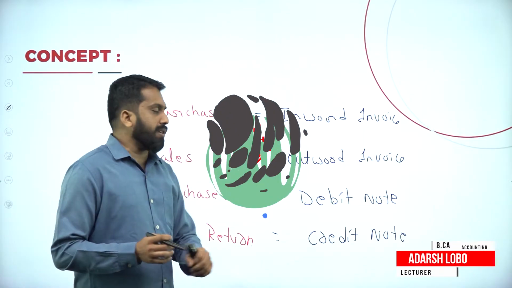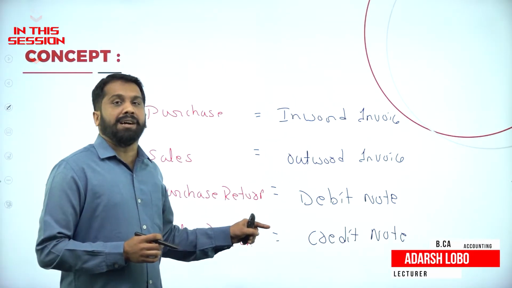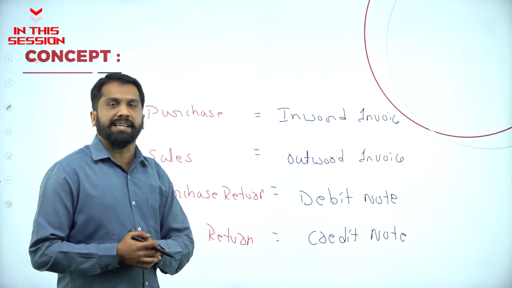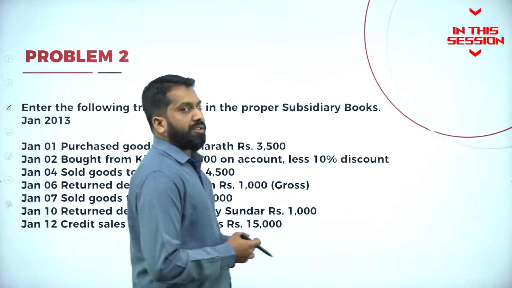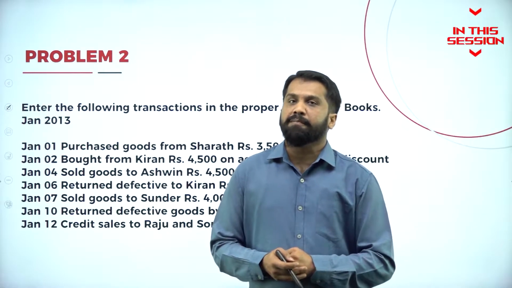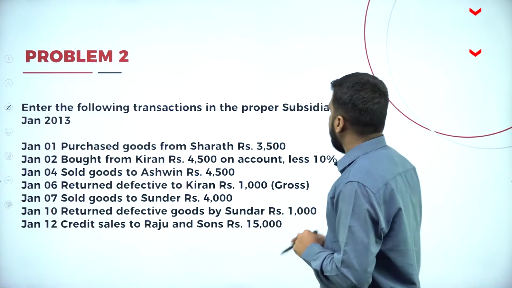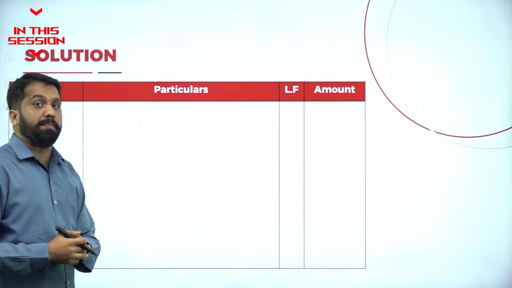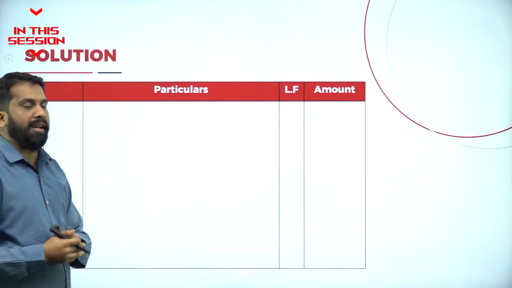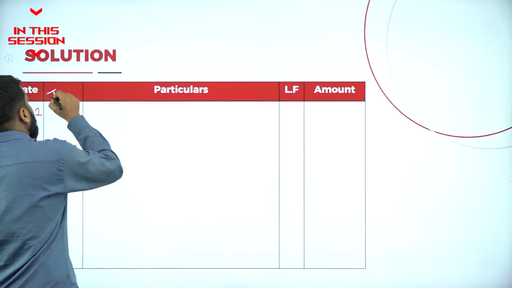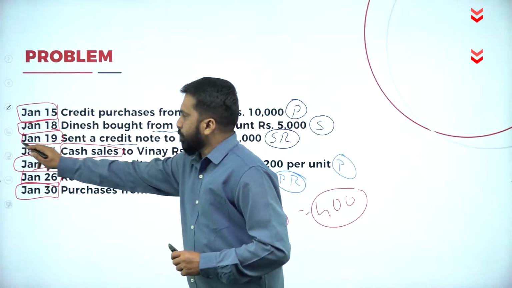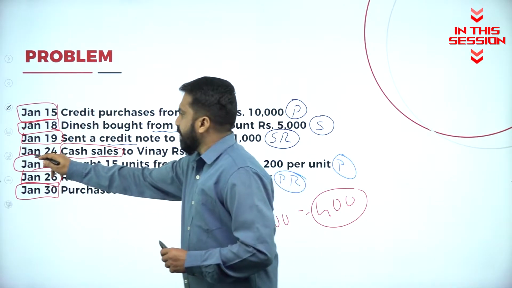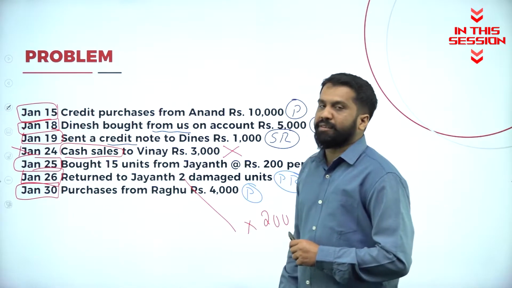How to find out it is purchase return and how to find out it is sales return. Purchase goods from Sharat. It is which account? It is a purchase account. We are doing which account? Purchase account. What we should write? We should write inward invoice number. 24th we don't consider. Why? Because it is cash related.